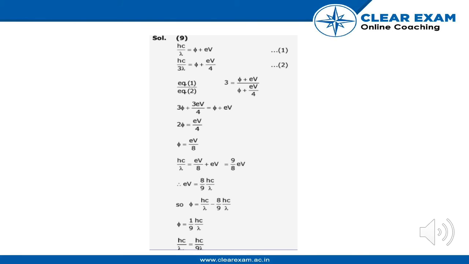So hc by lambda is equal to 9 by 8 eV. So we have phi is equal to 1 by 9 hc by lambda. So phi is equal to hc upon 9 lambda.